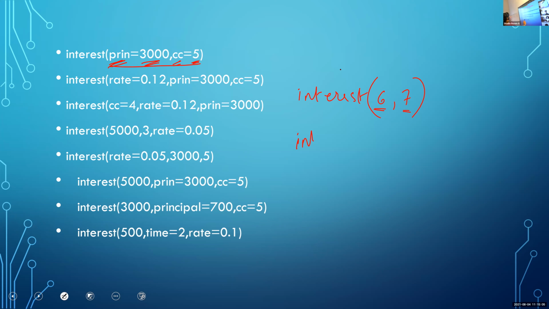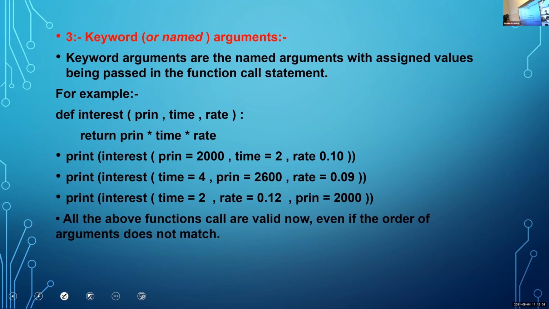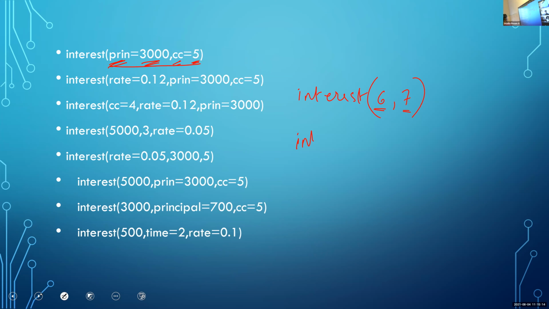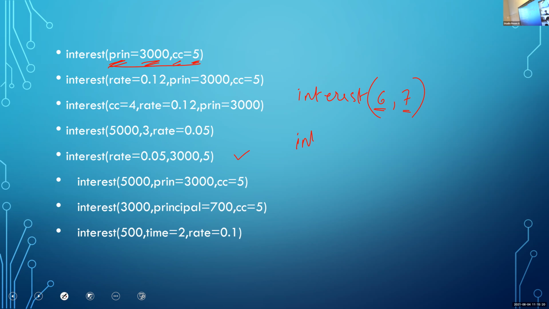Is this valid? Interest rate is equal to 0.05, 3000, 5. Is this valid? Interest rate is equal to, okay.